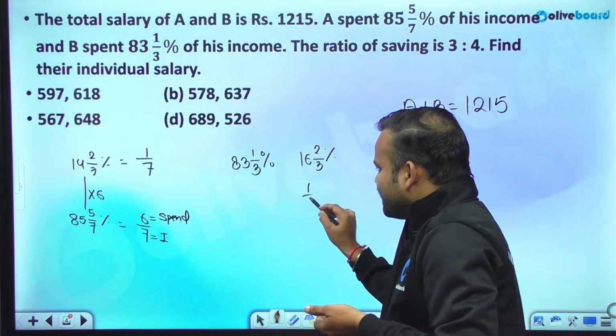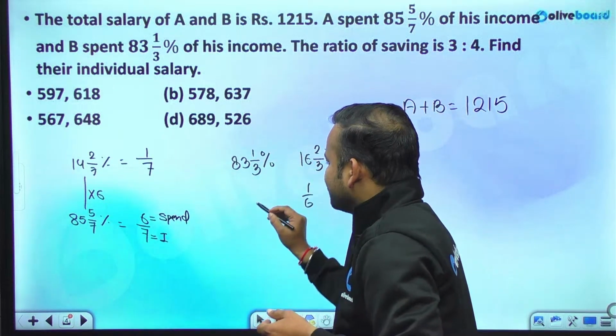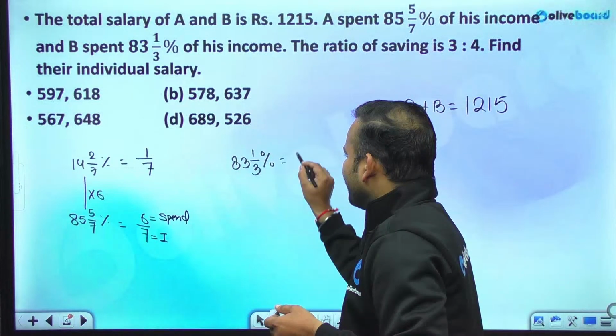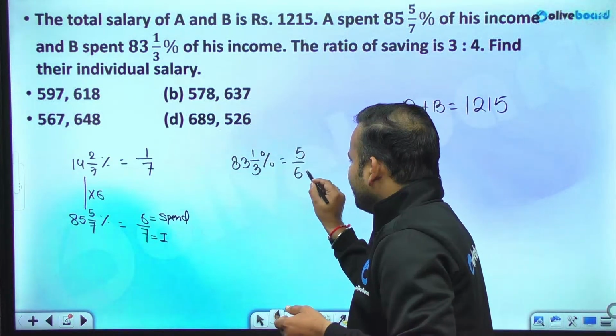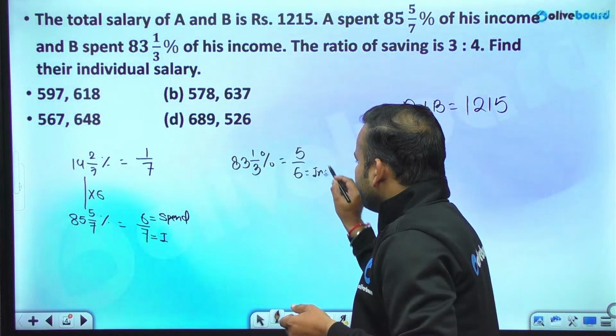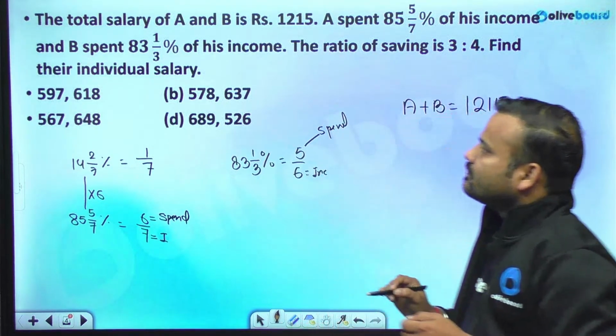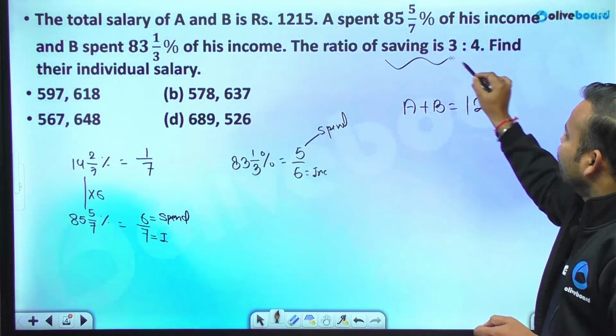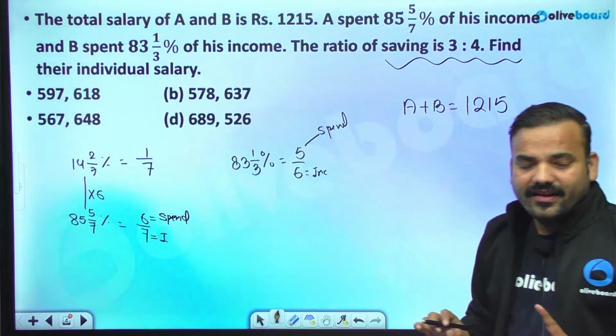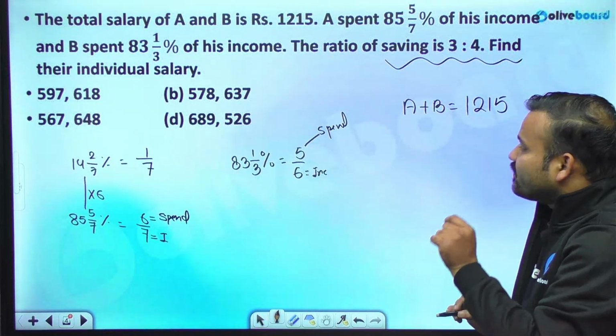1 minus 2 by 3 is 1 by 6, so this should be 5 by 6. So this particular value is nothing but 5 by 6. And what about B? Out of the income of, say, 6, B is spending rupees 5. Now the respective ratios of savings of A and B are given.